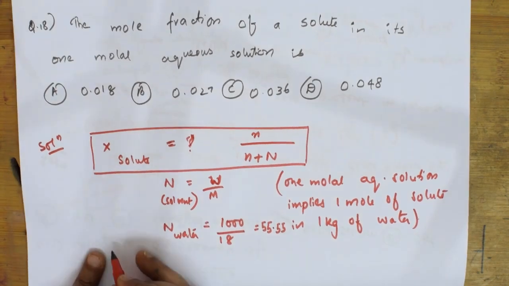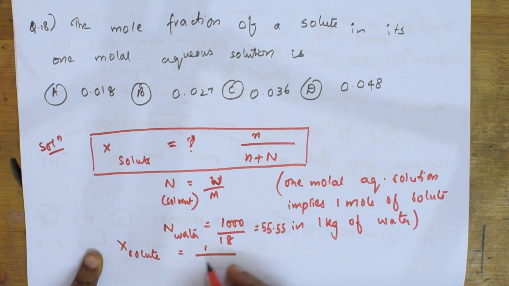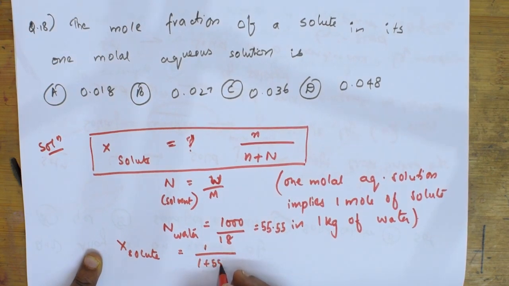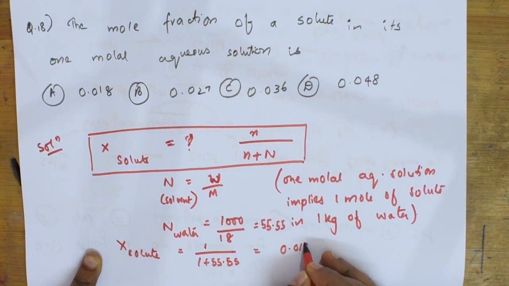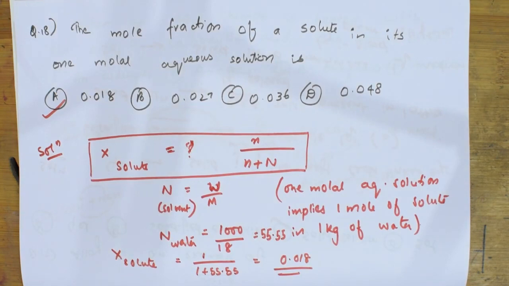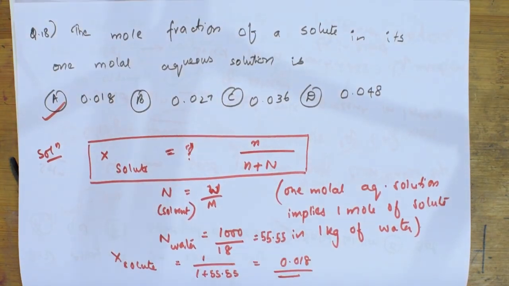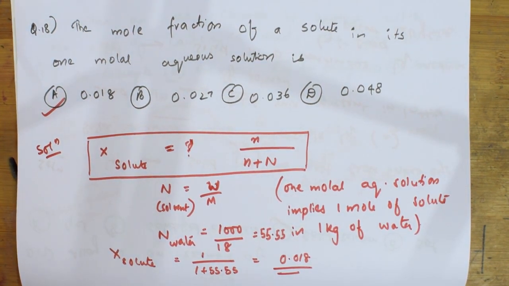Now substitute. X of solute is equal to 1 by 1 plus 55.5, which is equal to 0.018. So the correct option is 0.018. So don't get confused, students. 1 molar aqueous solution is nothing but 1 mole of solute in 1 kg of water. Let's come back into the next numerical.